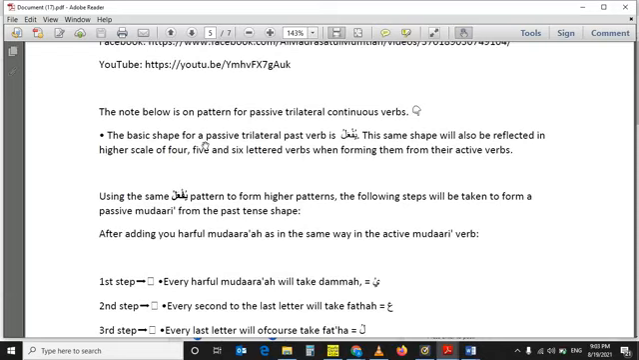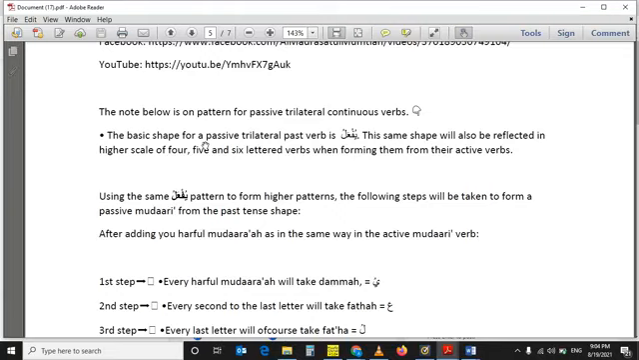So the basic shape for sulasi, for 3-lettered verbs, the basic shape for deriving your passive verb is that it will come in the waznu yuf'alu. It will come in the shape yuf'alu. Your first alphabet, harful mudara, will take dhamma. Your second to the last alphabet will take fatha. And normally your last alphabet in mudari should take dhamma.